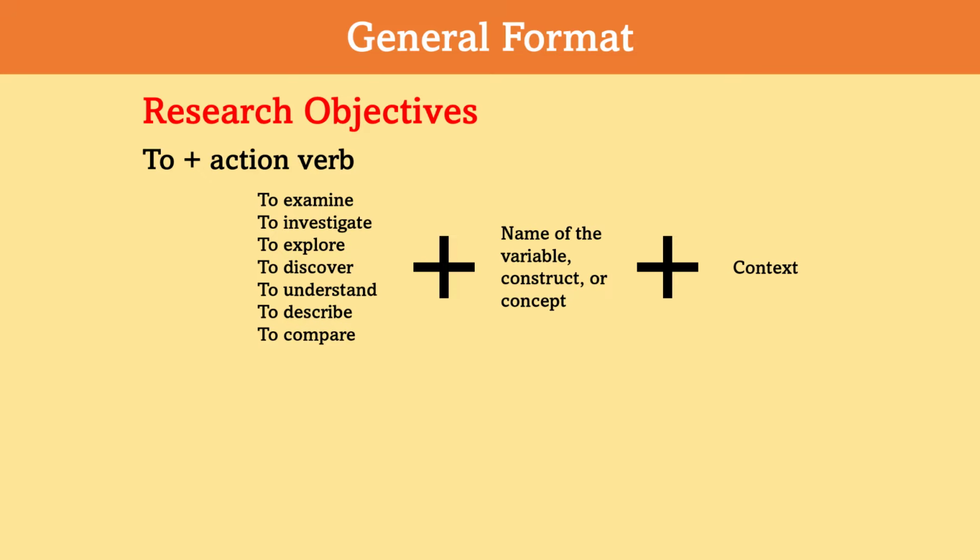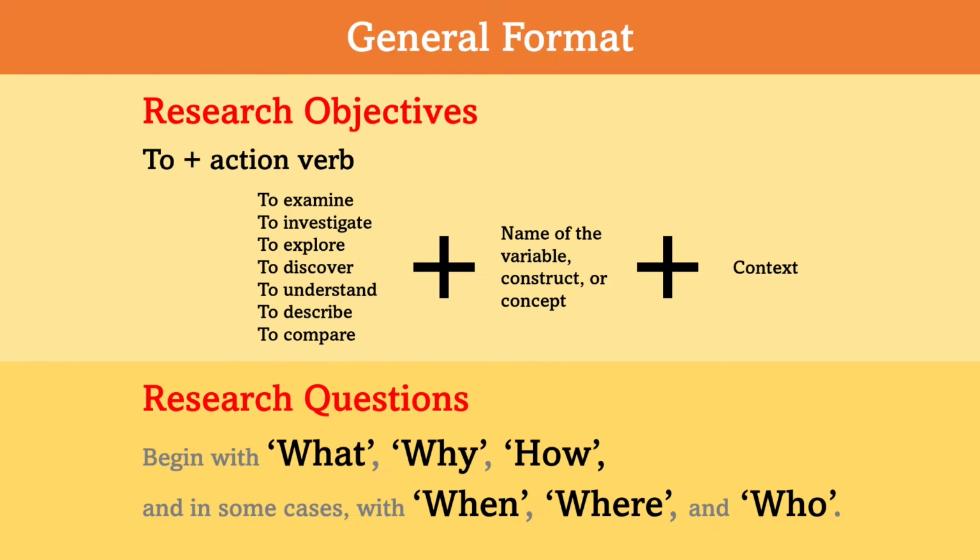Research objectives always begin with "to" and an action verb. For example, to examine, to investigate, to explore, to discover, to understand, to describe, to compare, and so on. Then add the name of the variable, construct, or concept that you want to study. Next, you can provide a context to avoid overgeneralization of your objective. Research questions usually begin with what, why, how, and in some cases with when, where, and who.